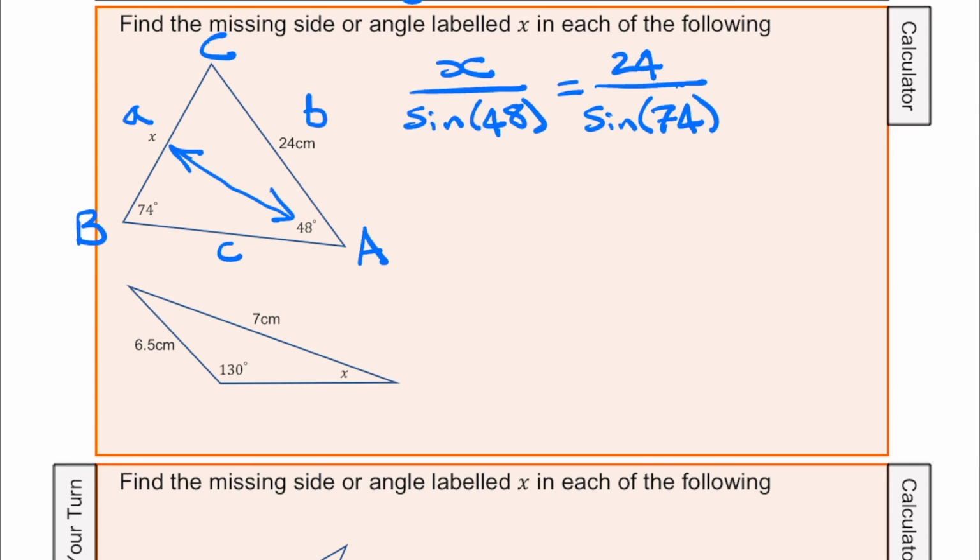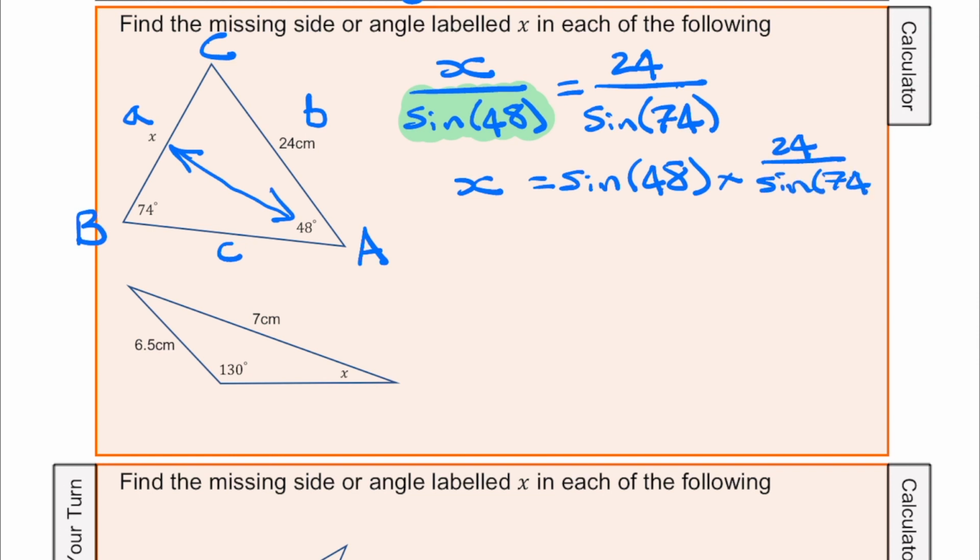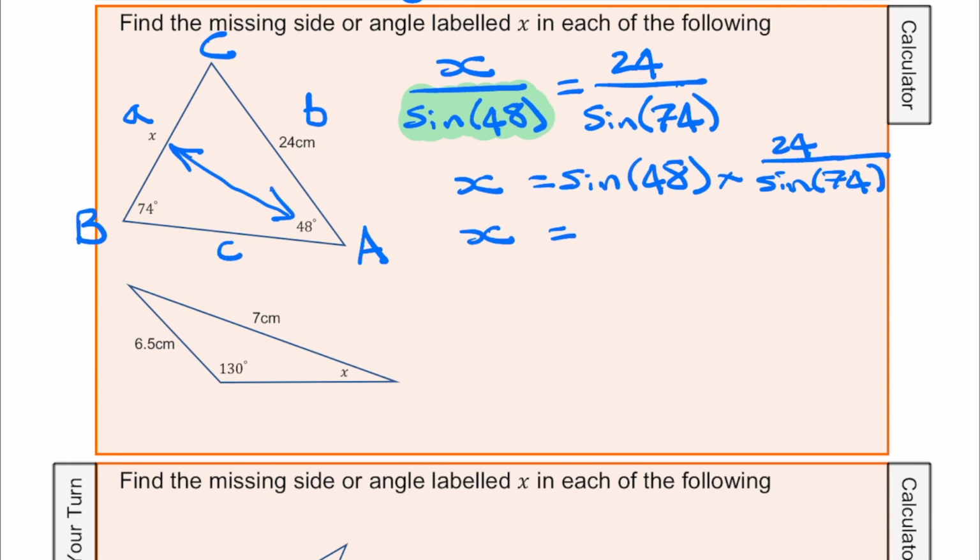So to solve this equation, to get x on its own, we need to get rid of this dividing by sine 48 that is with the x. And of course, if you want to get rid of a dividing by sine 48, you just times through by that. So essentially, x is just going to be equal to sine 48 times by this fraction, so 24 over sine 74. Put that in your calculator. And we get that x is equal to 18.55 to 2 decimal places.